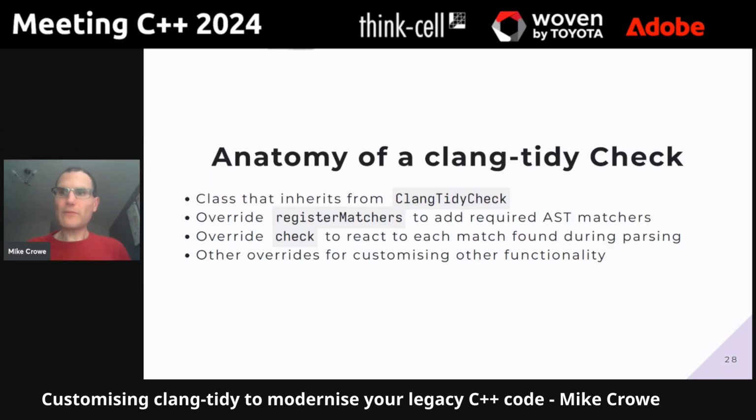Other overridden methods can be provided to hook into the preprocessor or limit C++ versions the check is enabled for. So these clang-tidy checks are part of the LLVM project code. There isn't really a way I know of to build plugins, although you could write your own standalone tool using an LLVM library called libtooling.